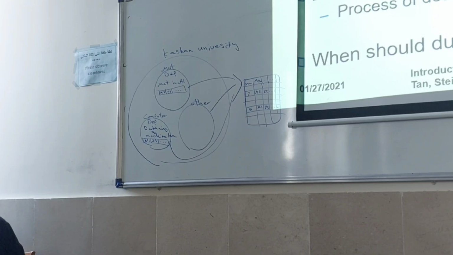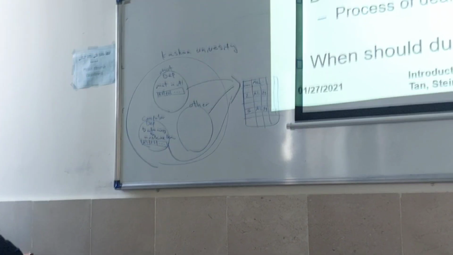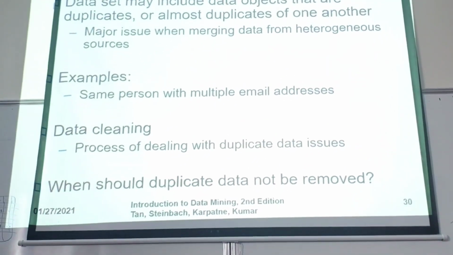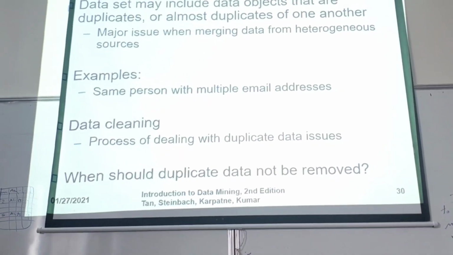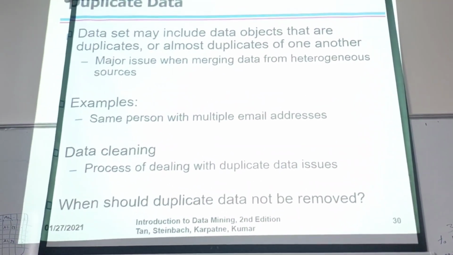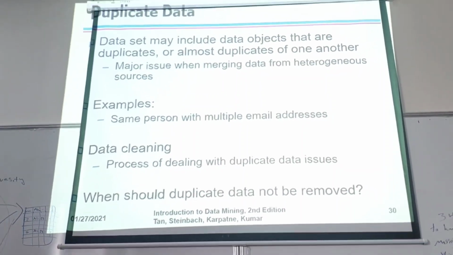Data cleaning. The way to handle this data is data cleaning: deleting one of the duplicated records from the data set. Okay, this is named data cleaning. Data cleaning is the process of dealing with the duplicated data issue.